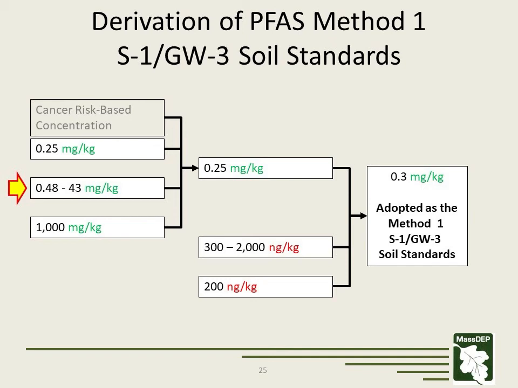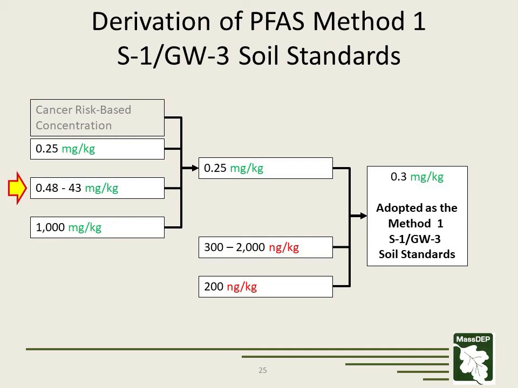Everything else remains the same: the non-cancer risk-based value, the ceiling concentration, the soil background levels, and the quantitation limits. So when you put these numbers through the process, because of the change in the leaching-based concentration, you end up with a different S1 GW3 soil standard. Here, the 0.3 milligrams per kilogram S1 GW3 standard is based on the non-cancer risk-based concentration.